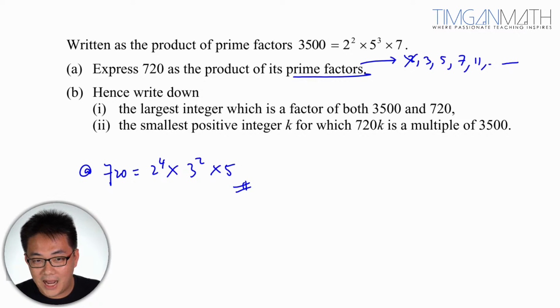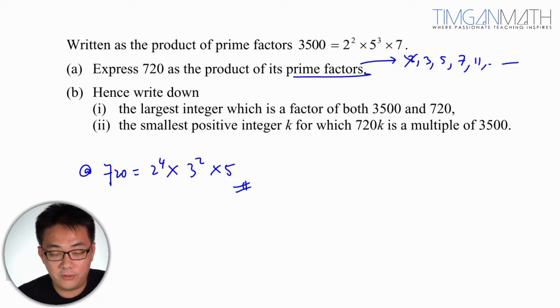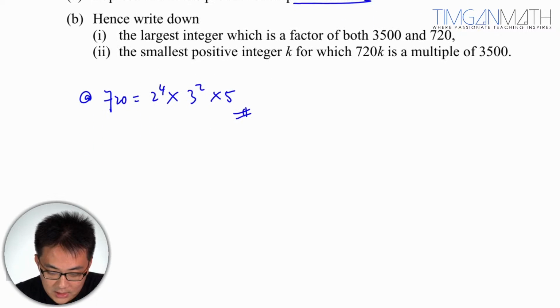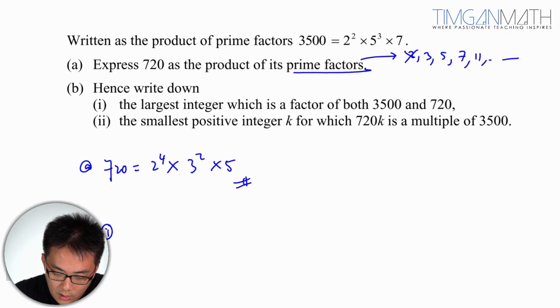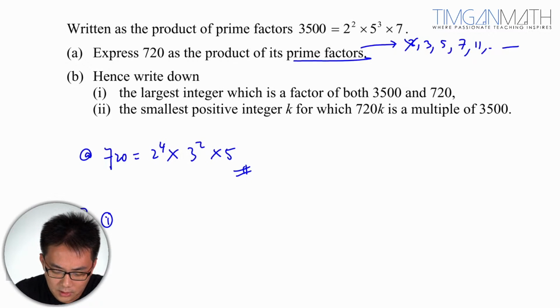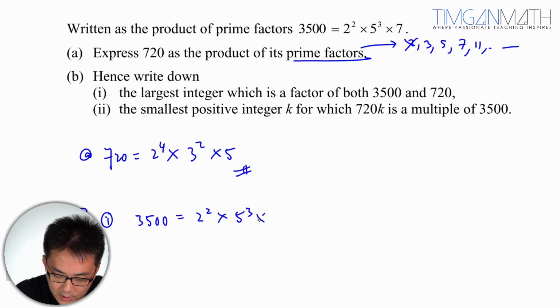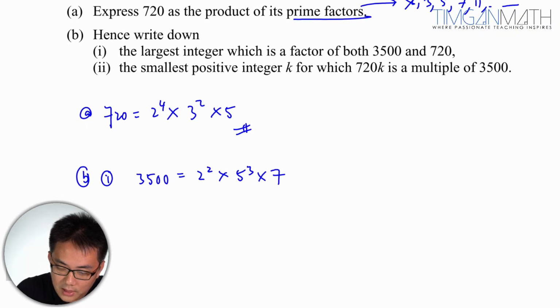Let's look at B part 1. Hence write down the largest integer value which is a factor for both 3,500 and 720. This is what we call the highest common factor. We will briefly go through this now, but next week we will look at how we could do this more in depth. So let's look at how we can try this.